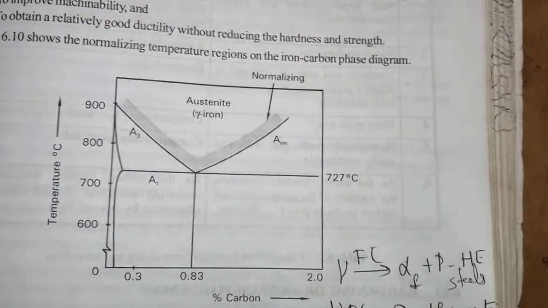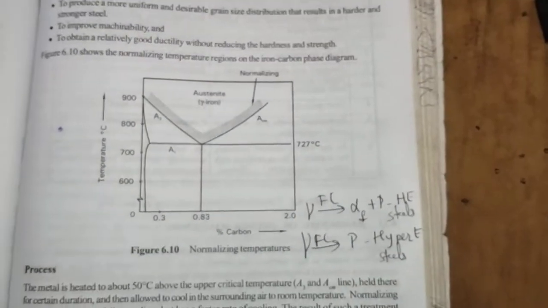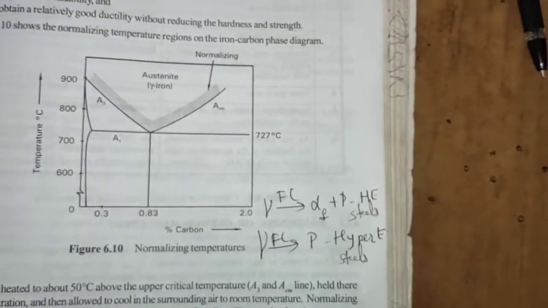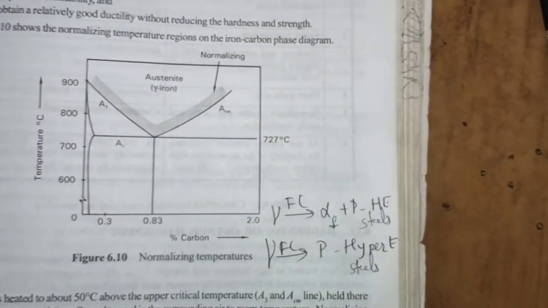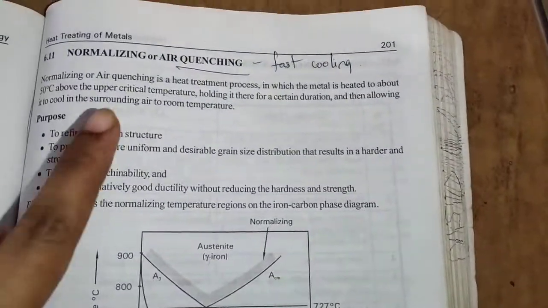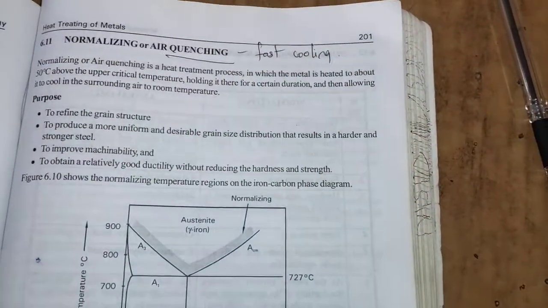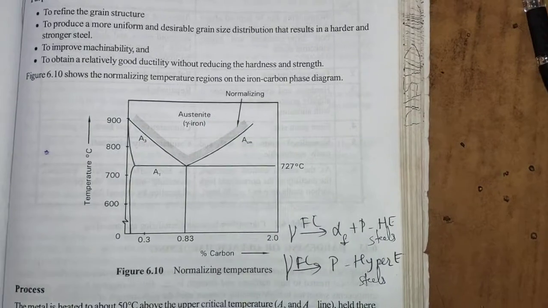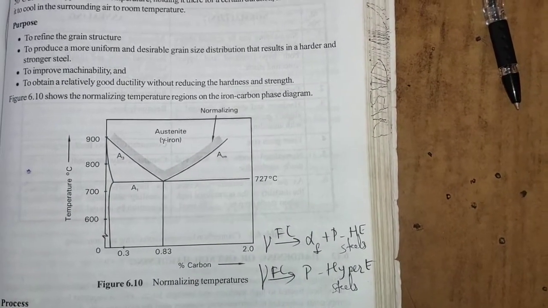Okay, so this video is regarding the normalizing process. Normalizing process is also called air quenching. Now, what is the meaning of air quenching? The spelling is this, air quenching. Air quenching means air, as usual, is referred to cooling only.